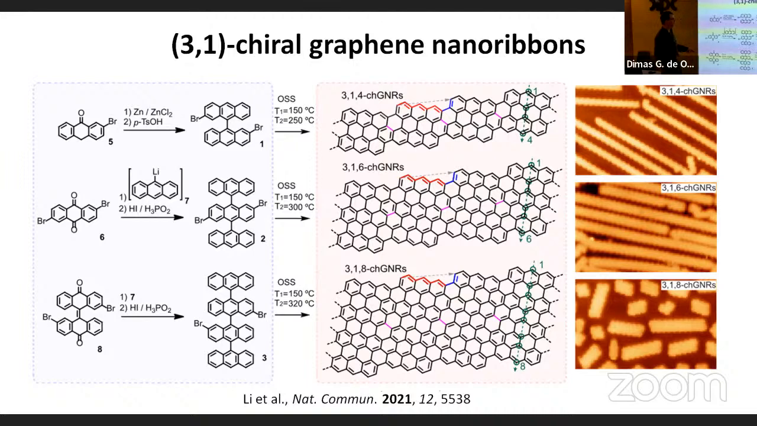These are just some representative STM images of the different samples. And we see that these ribbons all share the same edge structure. It's a chiral graphene nanoribbon in which you have 3 zigzag segments and 1 armchair periodically alternating. And we only change the width, from 8 zigzag lines across the width to 6 and 4.